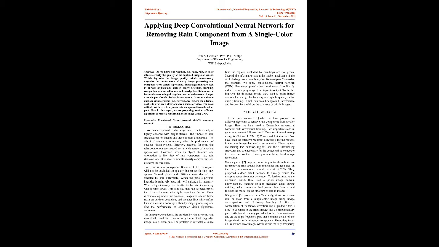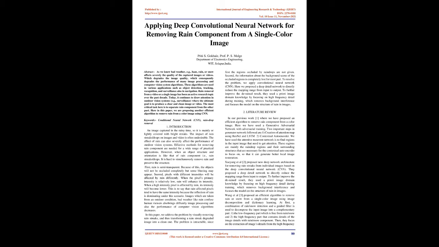under this scenario. Images which are taken from an outdoor condition, bad weather like rain, confuse human viewers, also bring difficulty to image processing, and also the performance of computer vision algorithms decreases. In this paper, we address the problem by visually removing rain streaks, and thus transforming a rain streak degraded image into a clean one. The problem is intractable, since first the regions occluded by raindrops are not given. Second, the information about the background scene of the occluded regions is completely lost for most part.